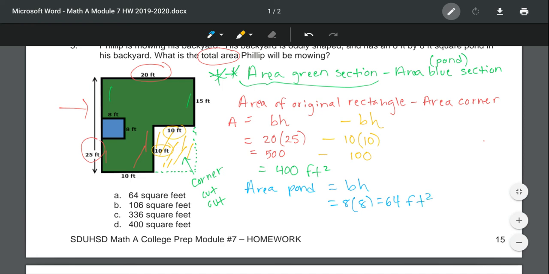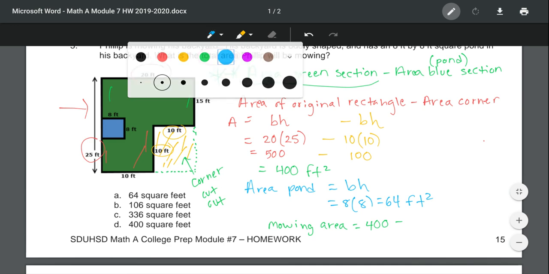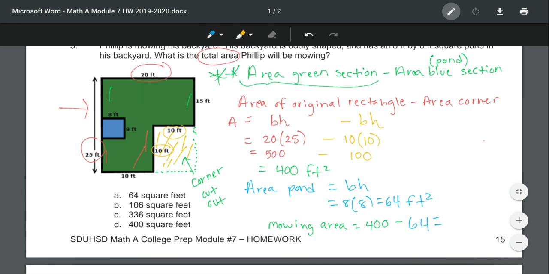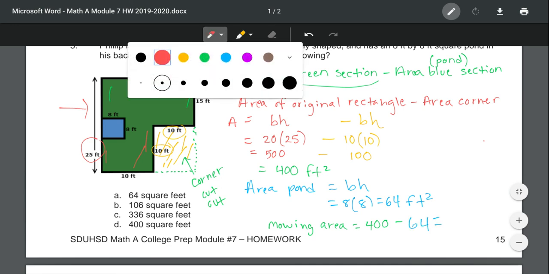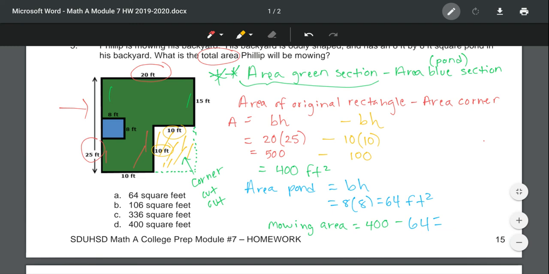So to get the area of the mowing part, you take 400 minus 64, and you get 336 feet squared, so you would select answer choice C.